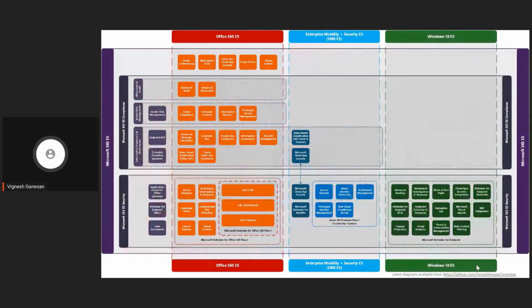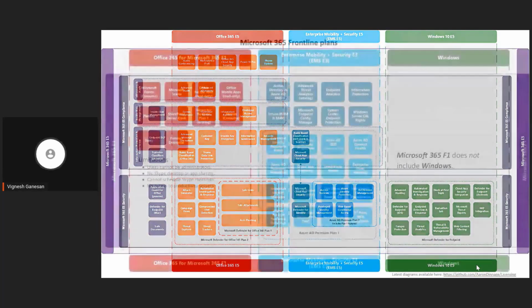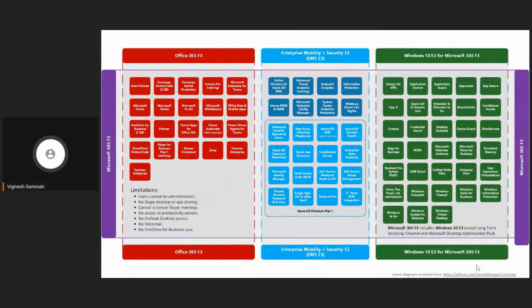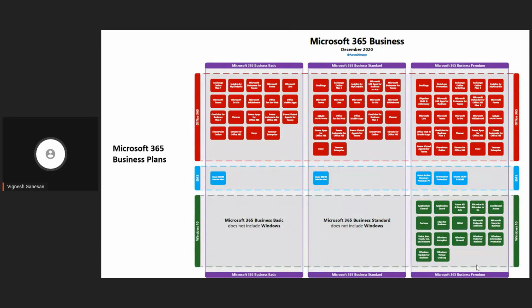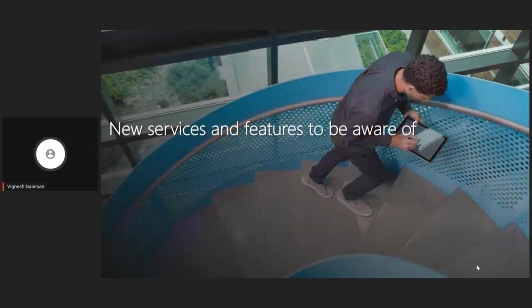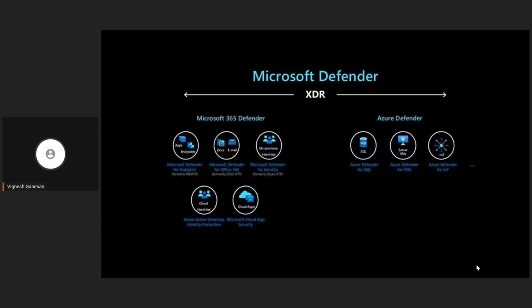I'm just showing you all these things, but later when you get the slides, you can go through this, and based upon whatever licensing plan that you're on, you can go ahead and look into this. So new services and other things, as I said, the Microsoft Defender, which Microsoft introduced last Ignite onwards.